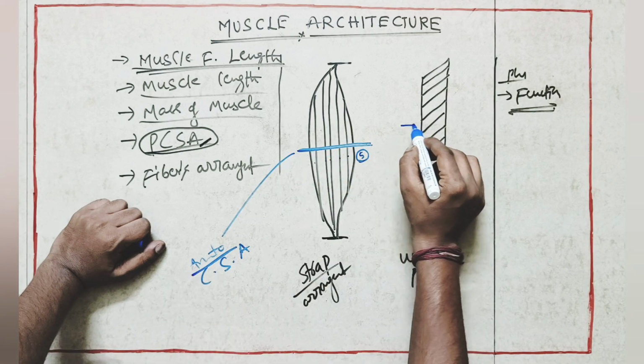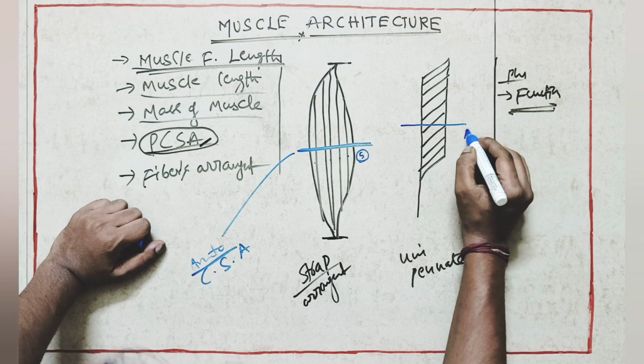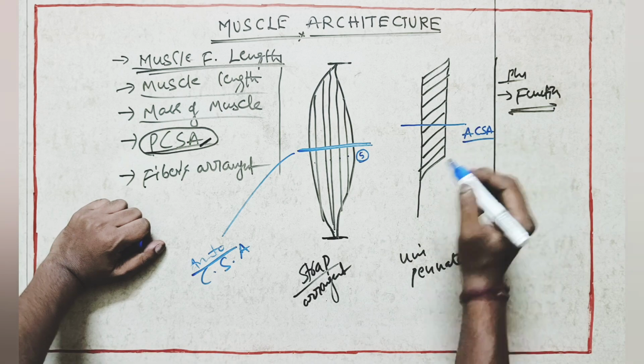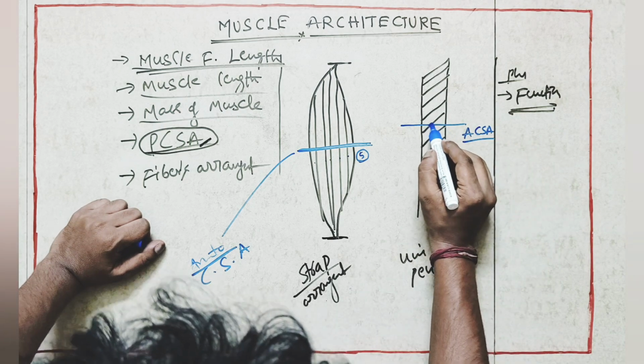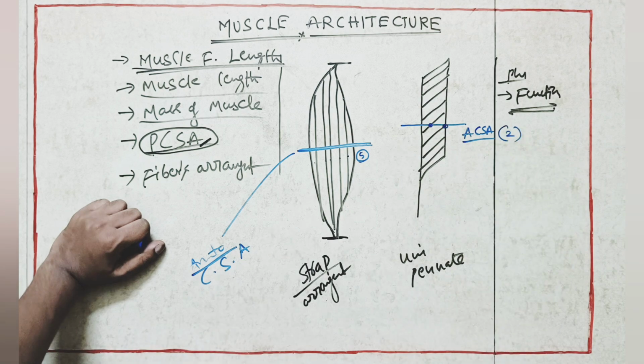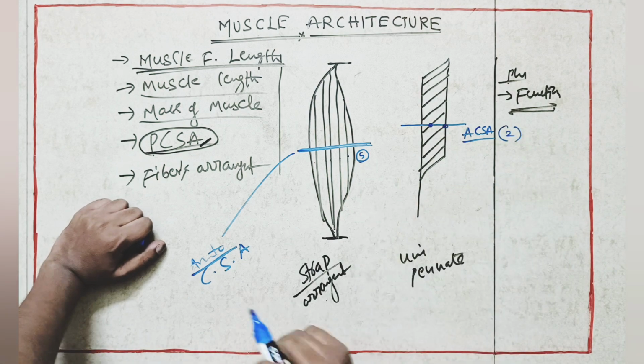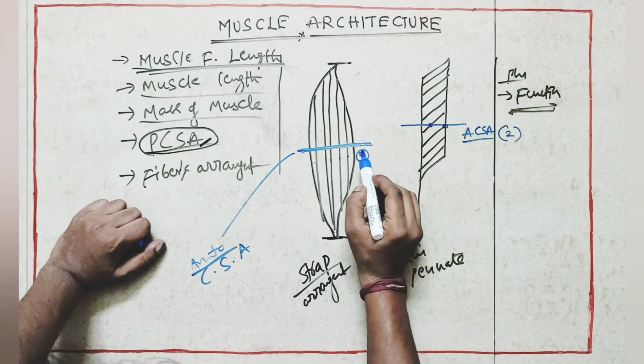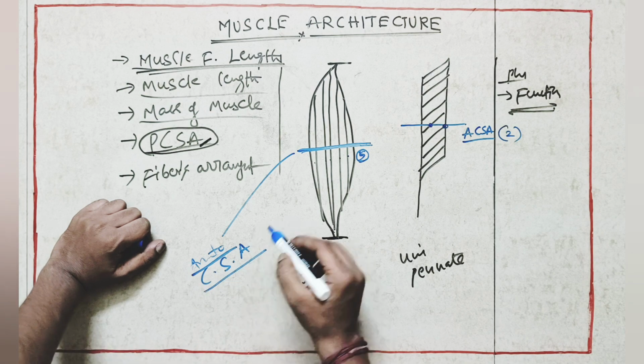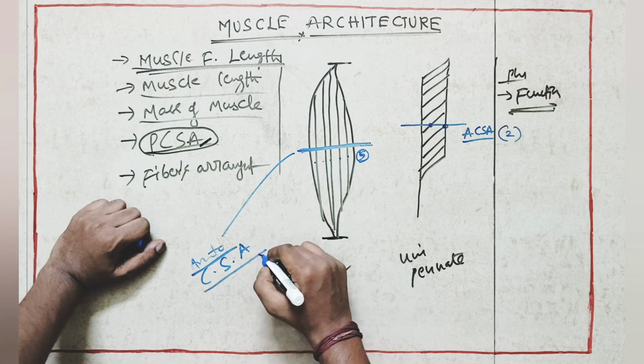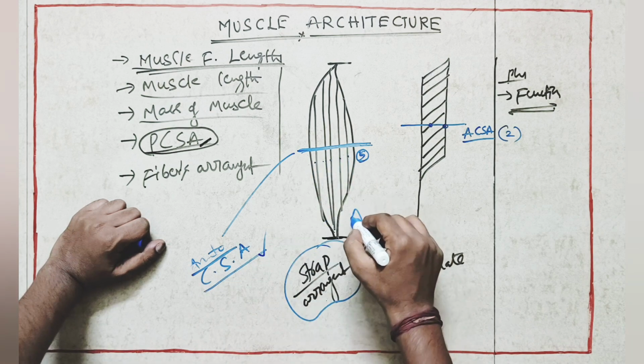Same like this, if you cut like this, here also this is anatomical cross sectional area. If you do like this, how many muscle fibers can we see? Either 1 or 2. Here we can see only 2 muscle fibers. So what's the point here? Total 5 muscle fibers are there. If you do anatomical cross section, here we can see 5 muscle fibers are present, in the strap arrangement type.